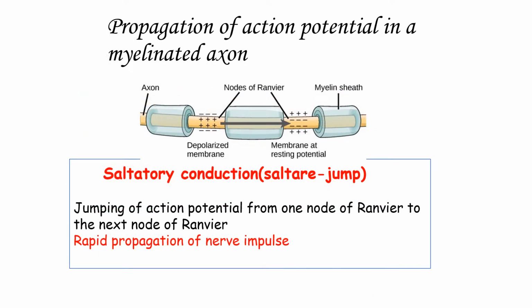The propagation of the action potential in a myelinated axon is different from an unmyelinated fiber. Here the conduction is known by the name of saltatory conduction, where saltare means to jump. So there is jumping of the action potential from one node of Ranvier to the next node of Ranvier, and this mode of conduction of the action potential leads to the rapid propagation of the nerve impulse.